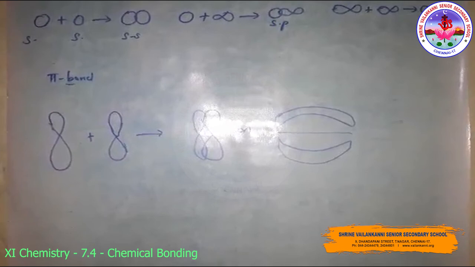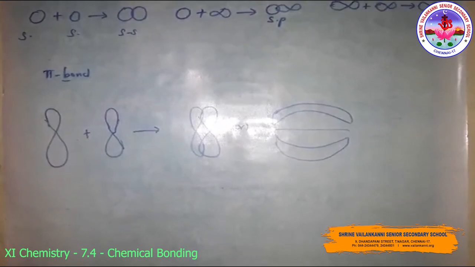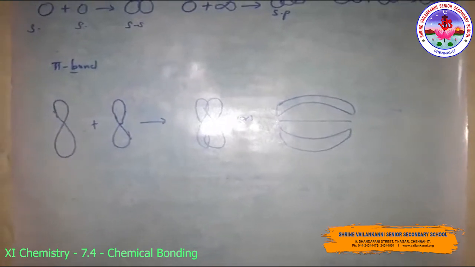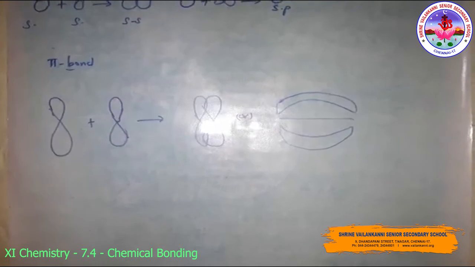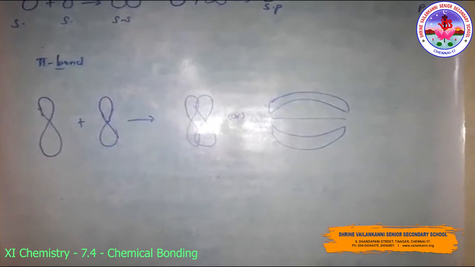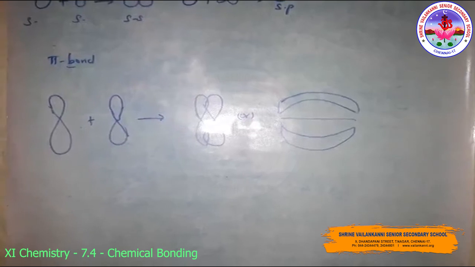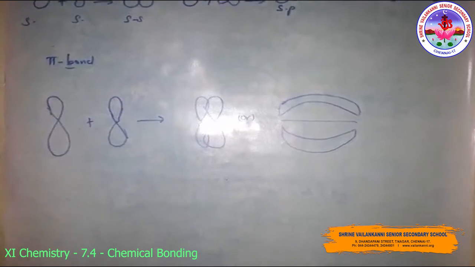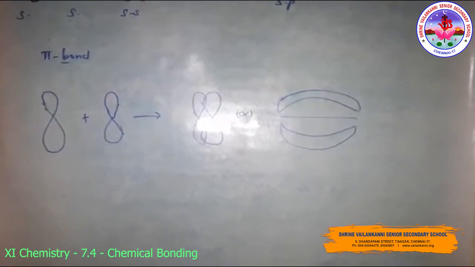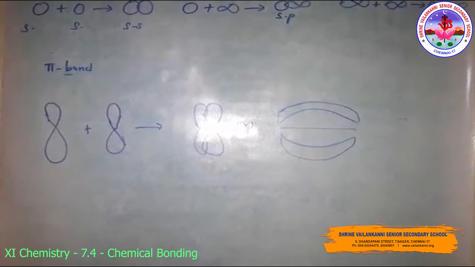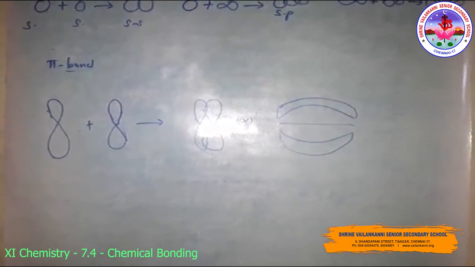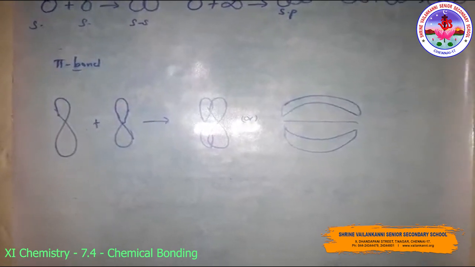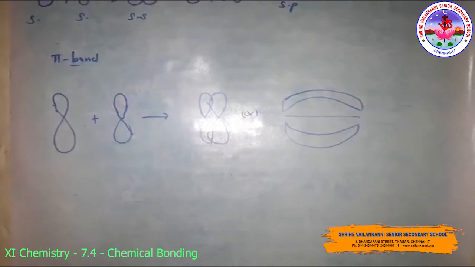Then the strength of the sigma and pi bonds. The strength of a bond depends upon the extent of overlapping. In the case of the sigma bond, the overlapping of orbitals takes place to a large extent, so the sigma bond is stronger compared to the pi bond. In the pi bond, the overlap occurs to a smaller extent, so pi bonds are weaker compared to sigma bonds. It is important to note that when there is formation of a multiple bond between two atoms of a molecule, the pi bond is formed in addition to the sigma bond.